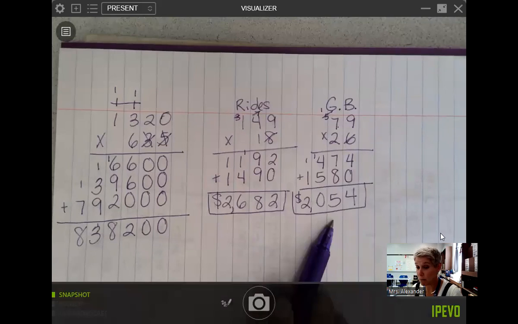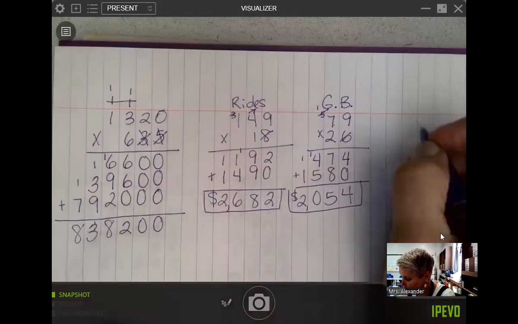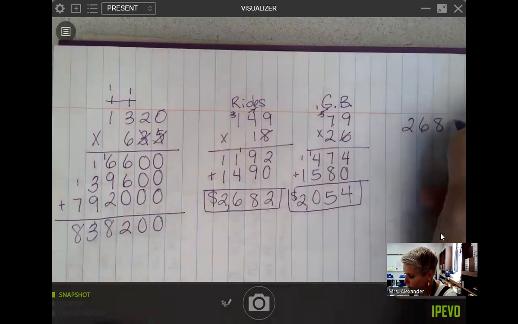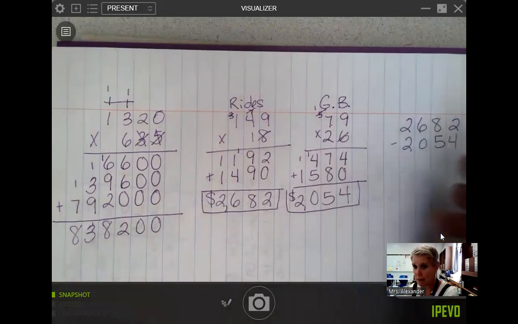If I look, it says how much more is the cost to rent the rides than to rent the game booths. So we're comparing the costs. When we're comparing, we're going to do subtraction to find the difference between the two, and that will tell us how much more. So I'm going to rewrite my amounts.